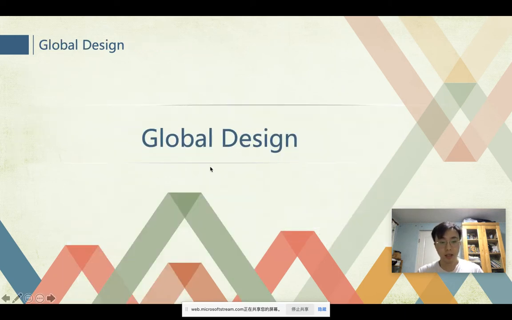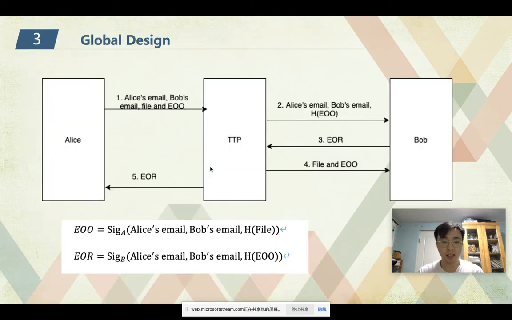And in our system, we will implement this protocol. This design graph is just similar to the protocol I have introduced. The difference is that we use Alice's email as the identity of Alice and Bob's email as the identity of Bob. So in this case, the calculation of the EOO is here. It's a digital signature of Alice's email, Bob's email, and the hash of the file. And the EOR is done in the same way. So these are the 5 steps in the protocol, and we use it in the system to ensure fairness.